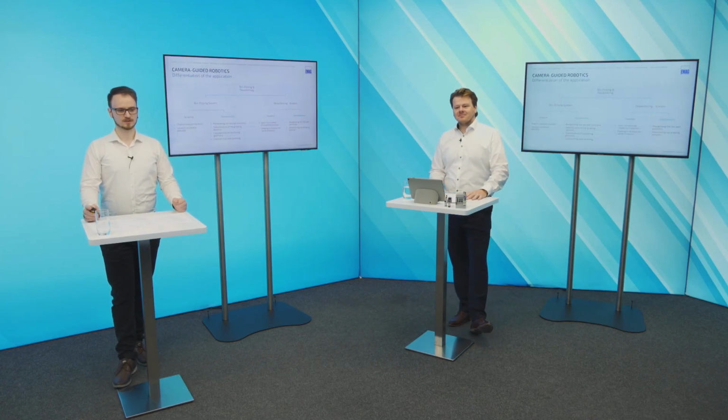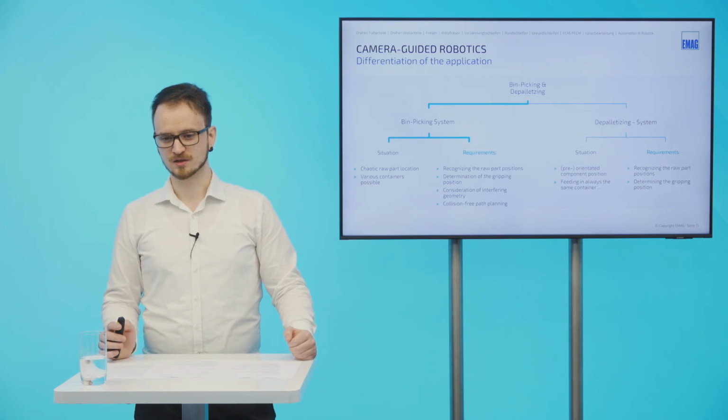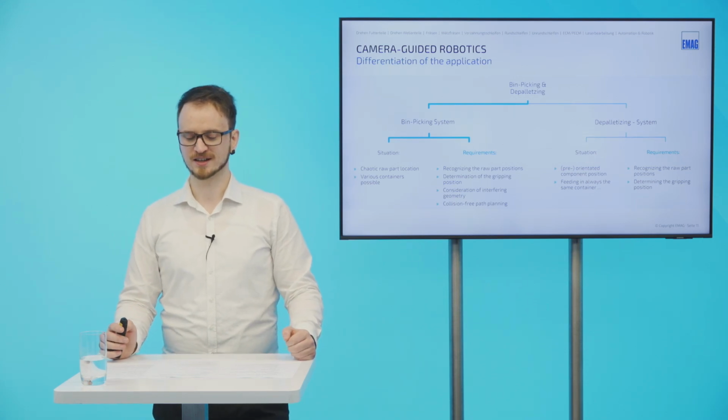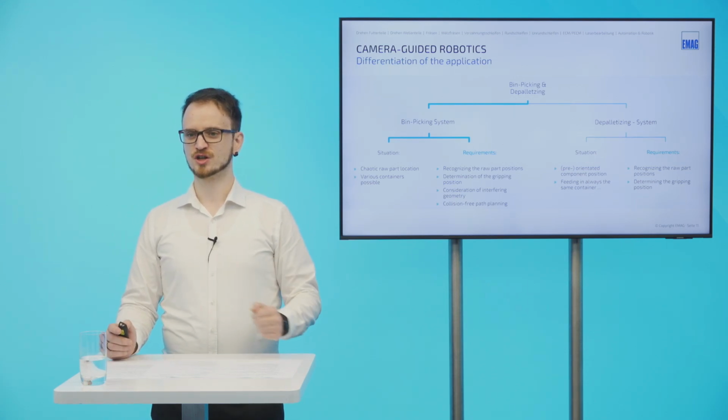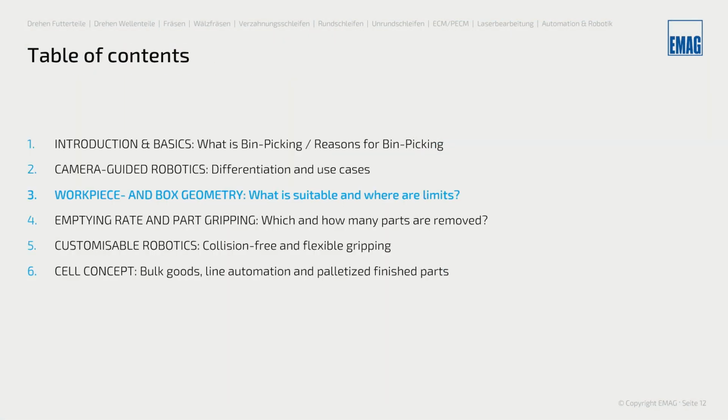So back to the camera-guided robotics. We decided today to talk about bin picking systems. Depalletizing systems were shown, but are not a topic anymore for today. Let's go into the technical details, where it will get much more interesting for production planners and logistics.